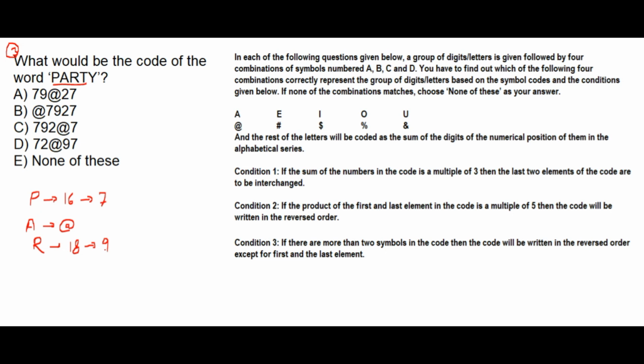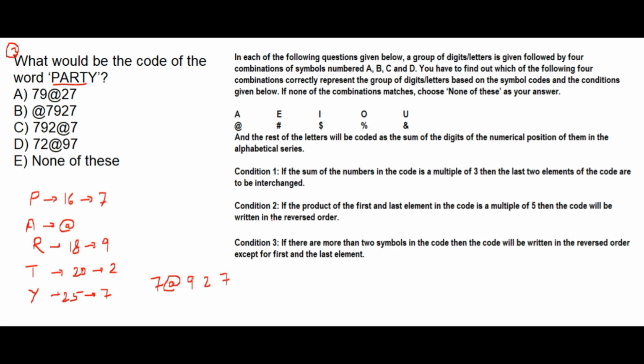Now again T. So T is equal to 20. So 2 plus 0 is equal to 2. And Y will be coded as 25. So that is 2 plus 5, which is equal to 7. So what is the code? 7, at the rate, 9, 2, 7.